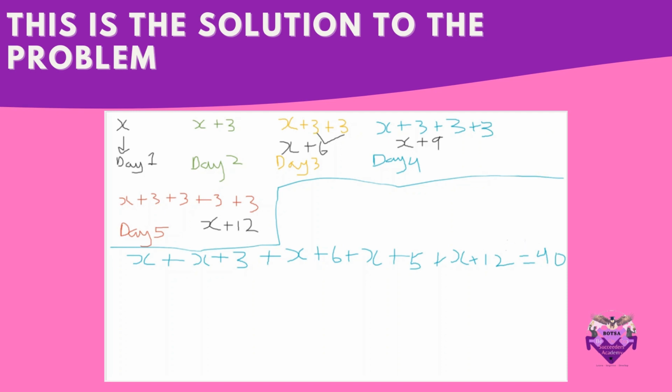So we need to simplify this equation and find X. We need to find the value of X. So here's where some of your algebraic skills and your transposition skills need to come in. And if you're weak in those areas, you know what you have to do? You have to go and revise and practice.